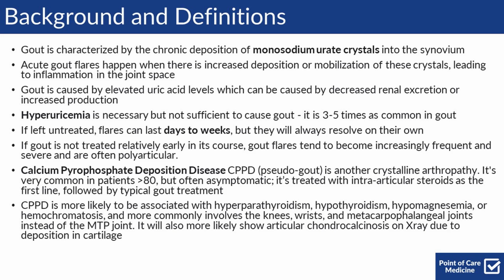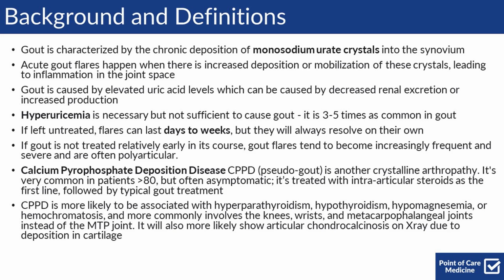are often polyarticular. Calcium pyrophosphate deposition disease, or CPPD, also known as pseudogout, is another crystalline arthropathy. It's very common in patients over 80, but it's often asymptomatic. It's more commonly treated with intra-articular steroids as a first line, followed by typical gout treatment.